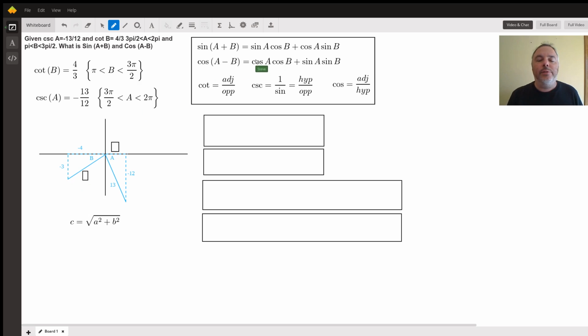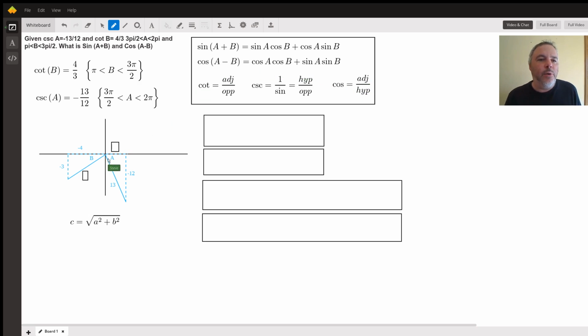And I have up here some trig identities. These are the sum and difference formulas. And actually, this is what they're looking for, sine of A plus B or cosine of A minus B. So these are here. And since we have a cotangent, let's talk about that in terms of adjacent over opposite. And we also have cosecant, which is 1 over sine, and sine is opposite over hypotenuse. Now looking here, what we're going to want is the sine and the cosine. So just as a reminder, cosine is adjacent over hypotenuse.